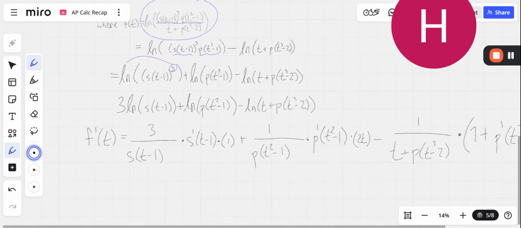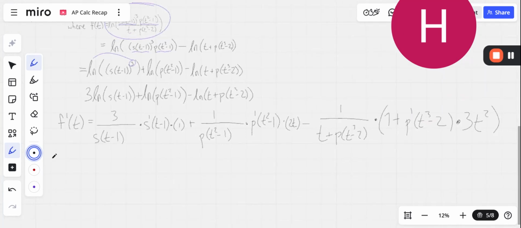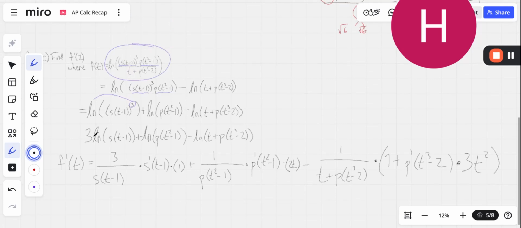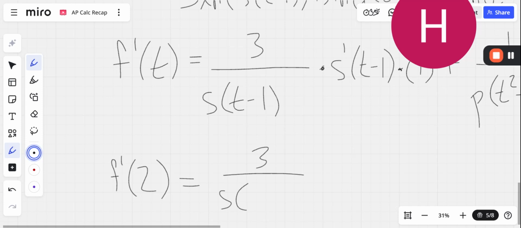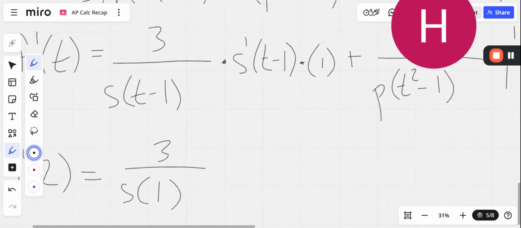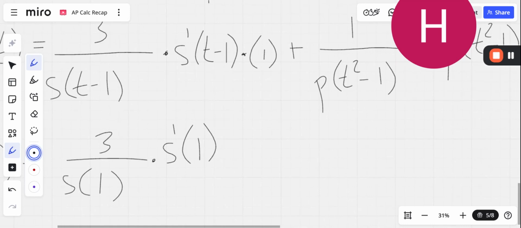Okay, we have all of our t's, s's, and p's laid out. Now it's time to just plug in the desired value, which is 2. Great. Seems like it's going to be not the worst thing. So f prime of 2 is going to be 3 over s of 1, because 2 minus 1, times the derivative of s at 1, because 2 minus 1, and then times 1. Doesn't do anything, right?